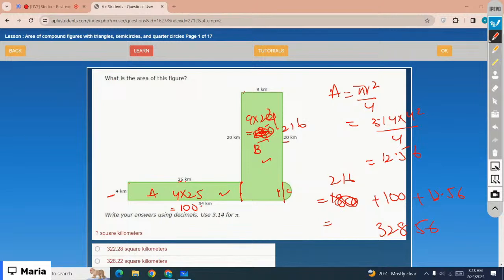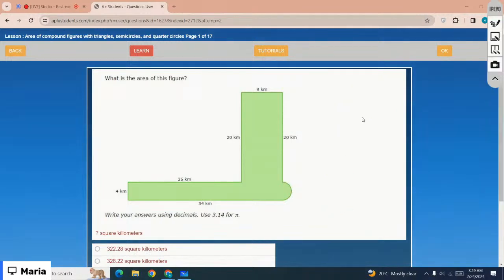And then you need to calculate the area of the semicircle, that is pi r square over 4. So the answer is 328.56, right? Option number 2 is the correct option.